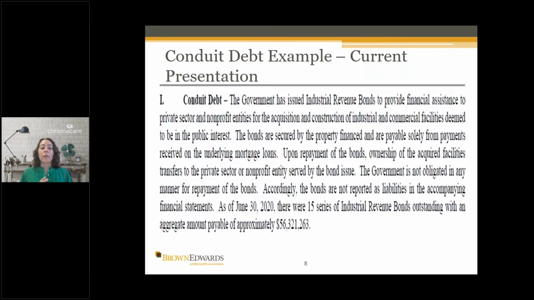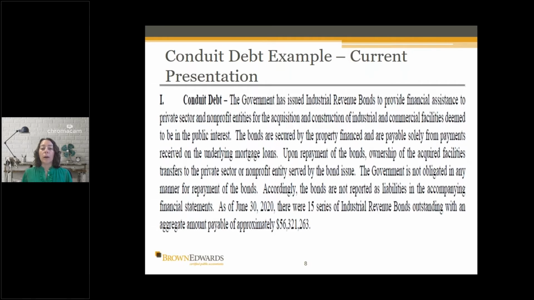So the locality in Kentucky has issued industrial revenue bonds, which is a very common type of this conduit debt, to provide financial assistance for the acquisition and construction of industrial and commercial facilities deemed to be in the public interest. The bonds are secured by the property financed, and are payable solely from payments received on the underlying mortgage loans. So that sentence lets us know that there's the kind of lease type arrangement going on here, and we're going to talk more about that in a little bit.